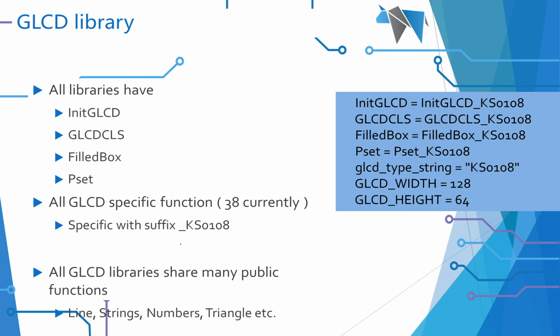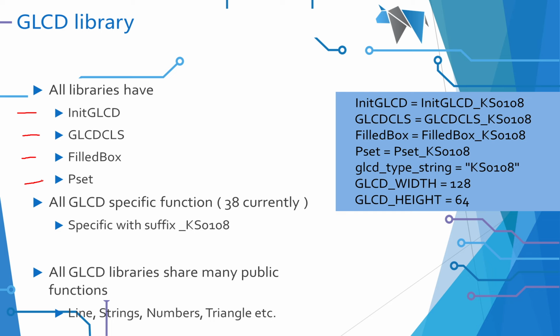So how does this all work? Inside of a GLCD library, they all have some common functions. They all have something called init GLCD. They all have a clear screen with GLCD clear screen. They may have a fill box, but they always have a preset. And preset I'll drill into deeper in a moment.